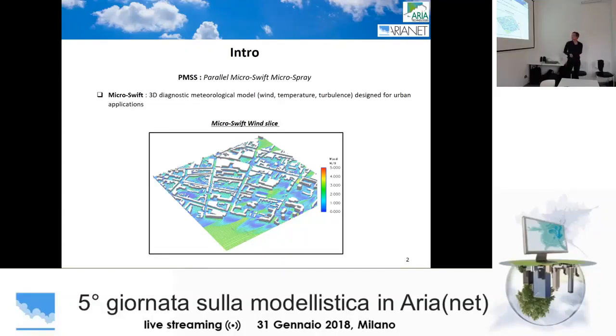As we can see, this is an example in this picture. Maybe I can have a laser. Yes. So in this picture, we have an example of an urban application, and we can see a wind slice near the ground, and we can see how the urban shape is interacting with the wind flow. So we have wake zones, circulation zones, etc.